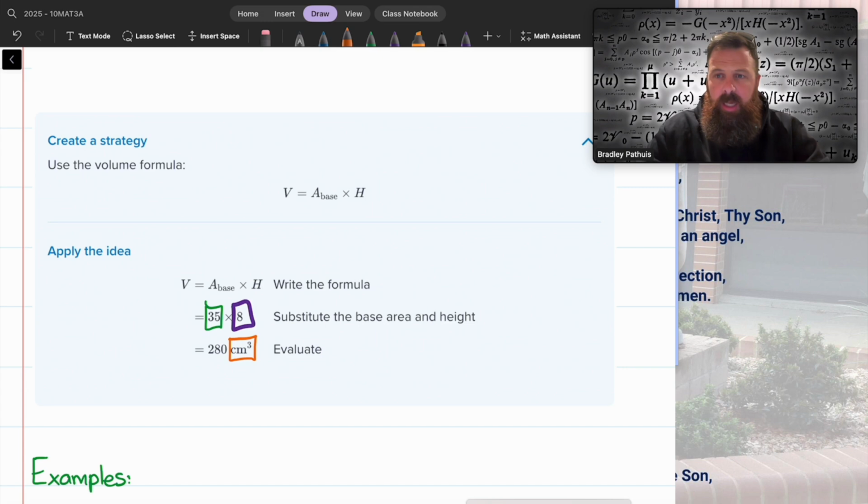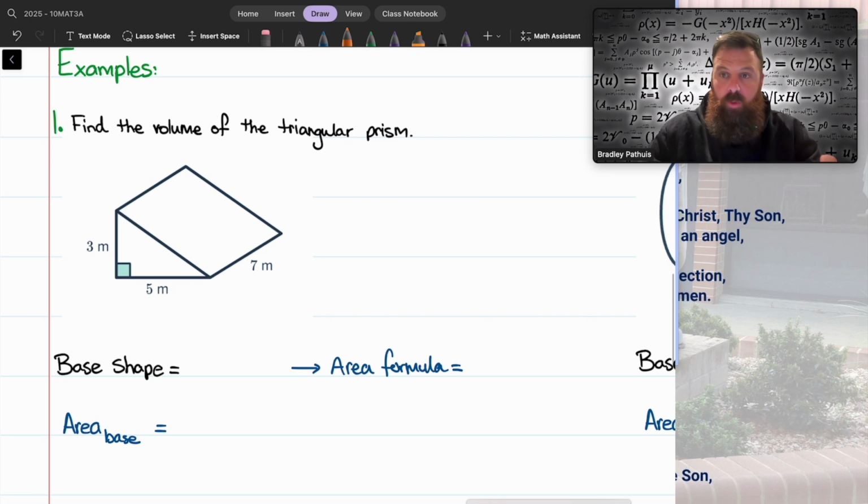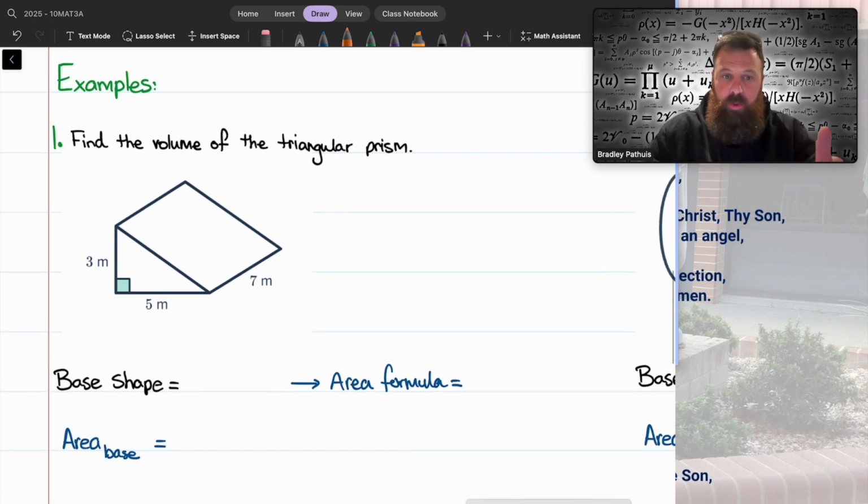All right, let's look at another example that's not typed out for us, and see if we can follow those same steps. In example 1 here, I want you to pause, copy the shape down, and come back and answer the questions: what is the base shape, what shape did I start with that we stretched out to get this three-dimensional shape, and what's its formula? And we're going to find its area.